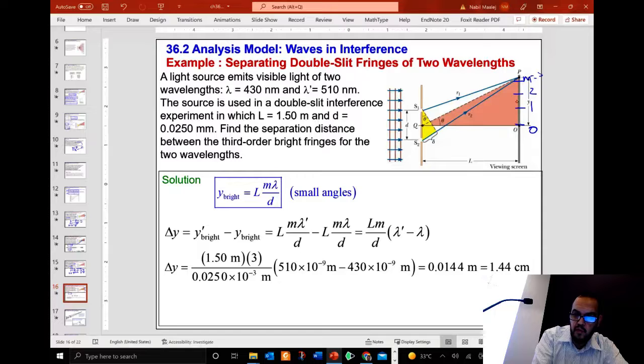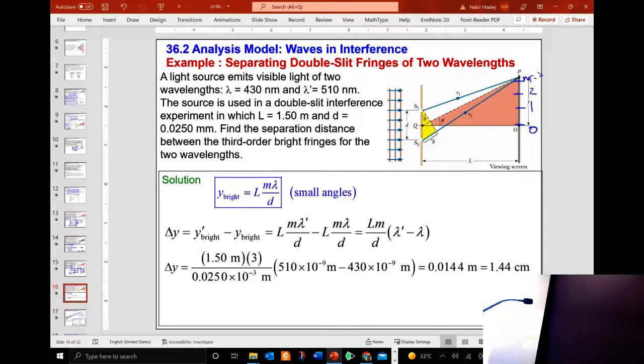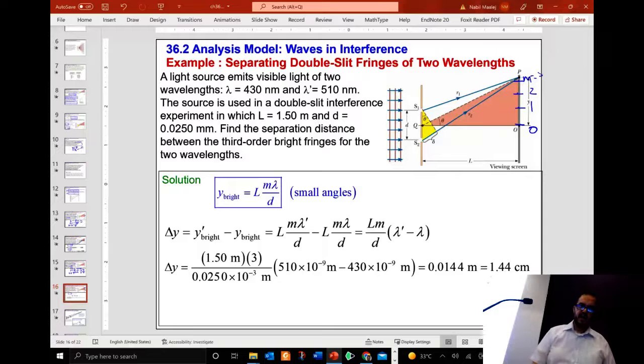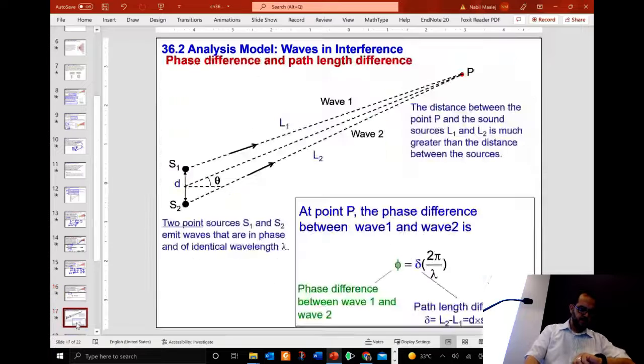So it's 1, 2, 3, 4. M is equal to 3 corresponds to the fourth if you count the one in the center. Once I have determined the position for lambda, I can do the same thing for lambda prime and take the difference, and I tell you, this is the difference between the third bright spots for the wavelength of lambda and the wavelength of lambda prime.